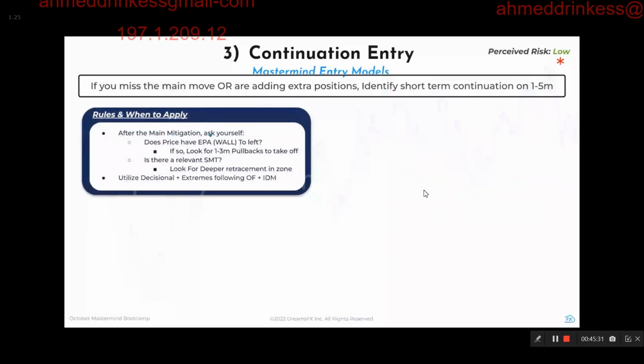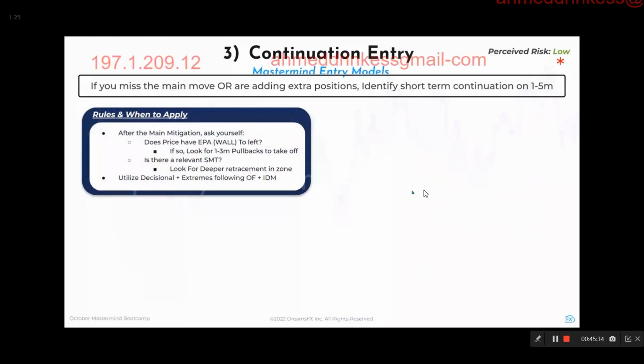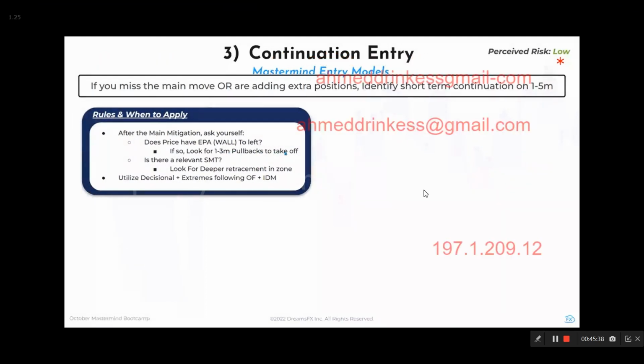So after the main mitigation, ask yourself, does price have a wall to the left? In that example, it did. If so, look for 1 to 3 minute pullbacks to take off from. If price is in an SMT, these are two critical things to ask yourself.